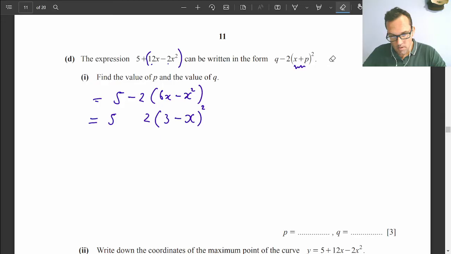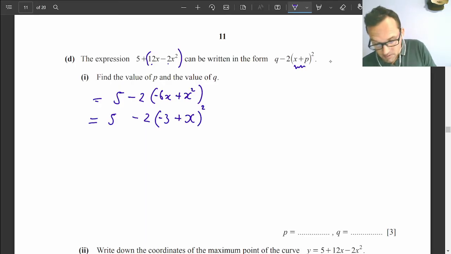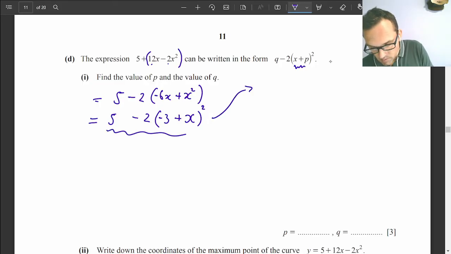Okay, so when I now factorize a negative 2, that would change the signs. So that means that minus 2 times 6x is a positive 12x, and minus 2 times x squared is minus 2x squared. Okay, so I've just changed the signs there. Right, now let's see if that is correct. Let's test it. Because when I multiply this out, what I've got here now should still be equal to that. Let's see if it is.